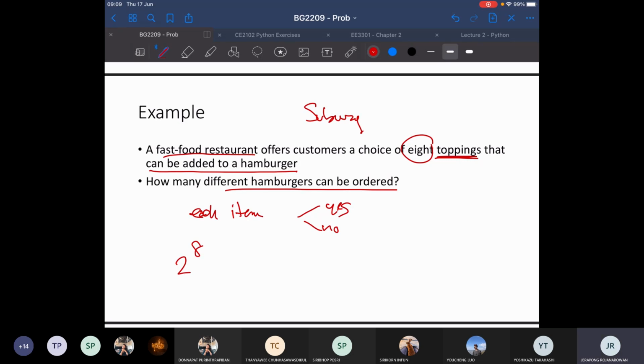However, among the 8 times here, you're gonna have no, no, no, no, no, no, no, no, right? In that case, you didn't order anything at all, right? So we don't want that as well. So we are going to use minus 1 to delete the case that you have all no's, right? So this is gonna be the answer, 2 to the power 8 minus 1.